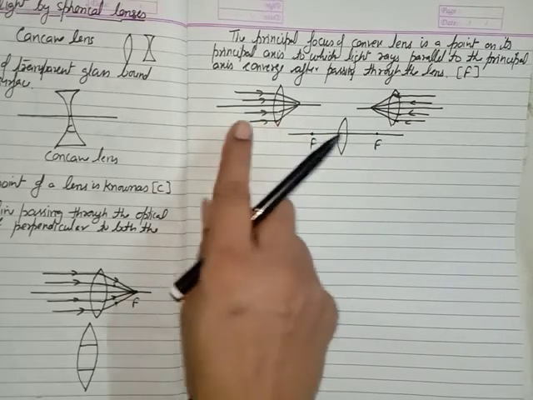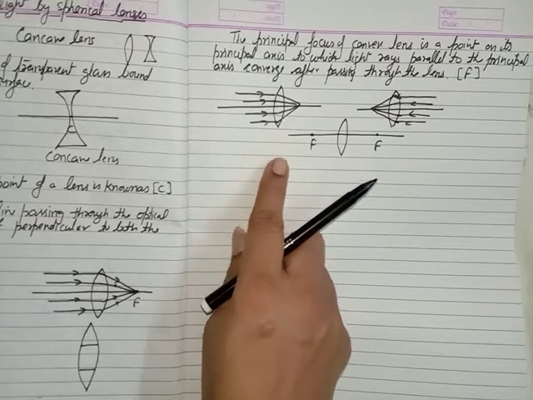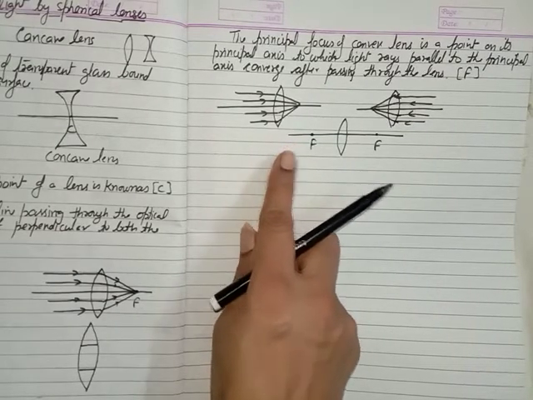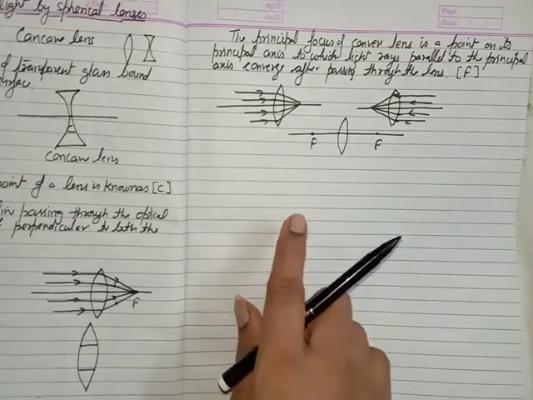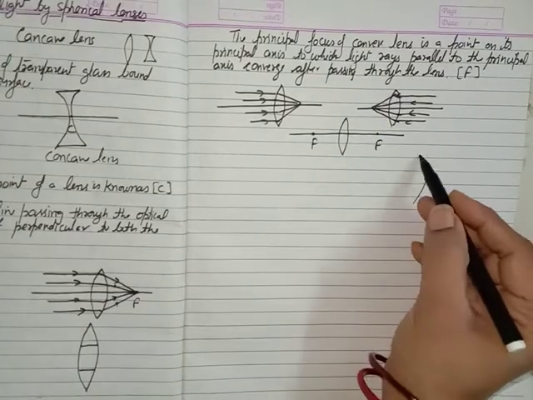So this lens is also known as the converging lens. I think you understand why this lens is called the converging lens, because this lens converges the light rays which pass through this lens. And what about the principal focus of the concave lens? I am going to explain to you the working of the concave lens.